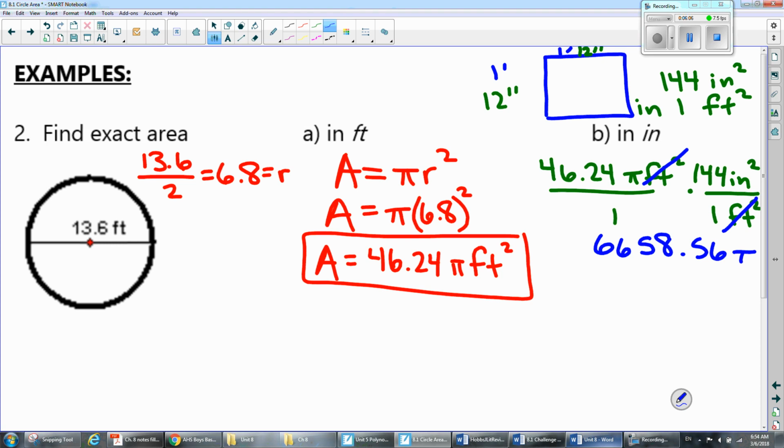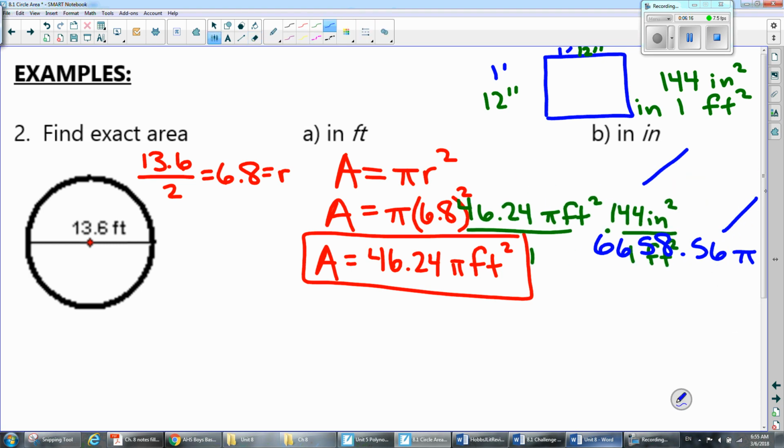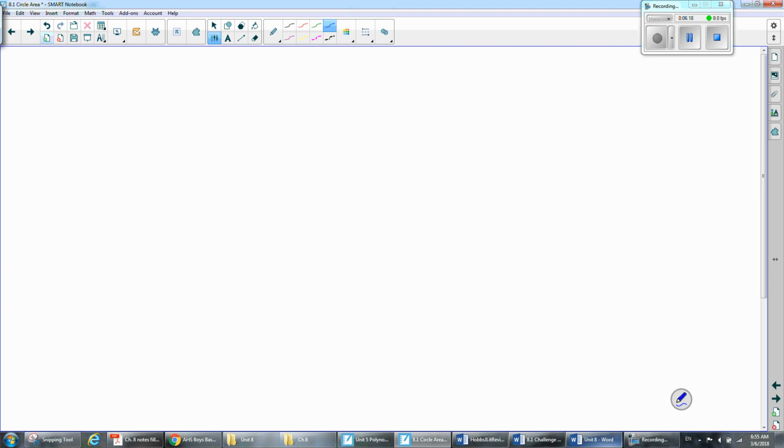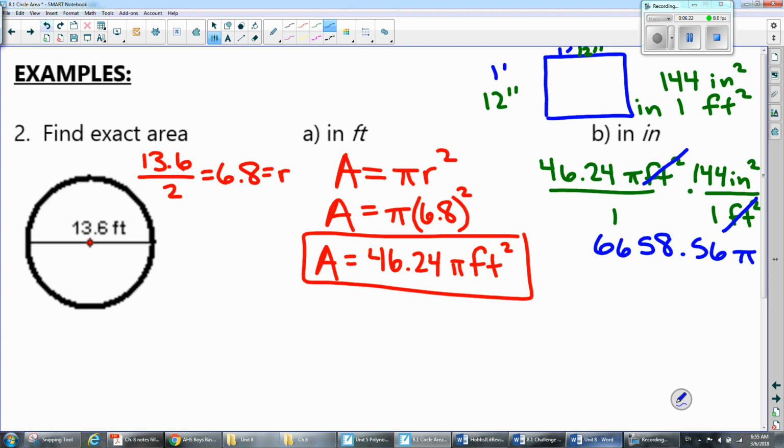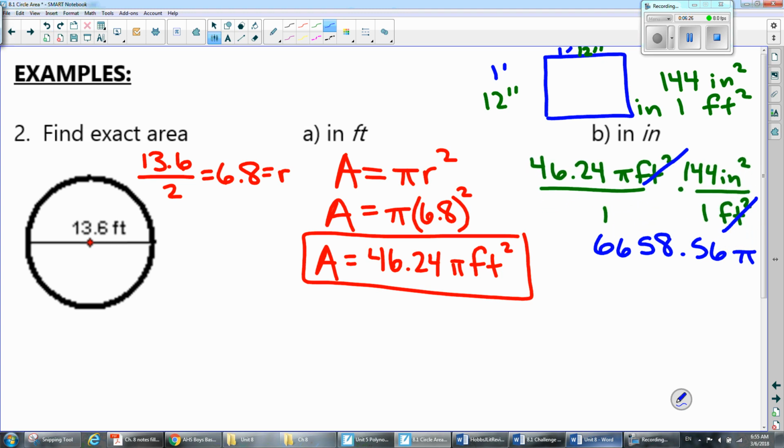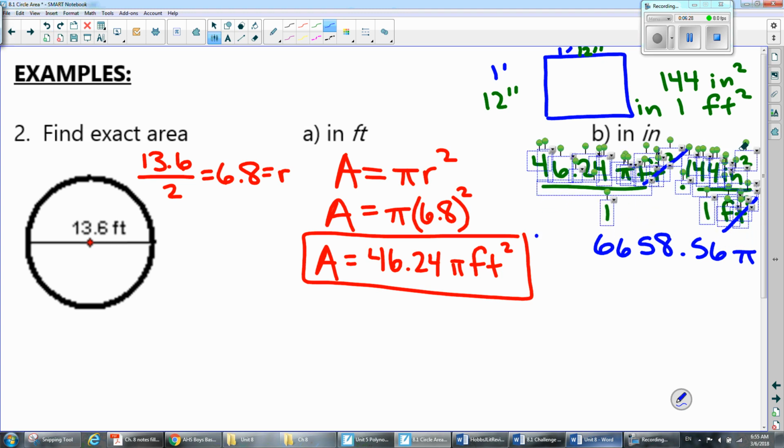So we are really left with 6,658.56 pi feet. Oops, sorry, now we're in inches. Inches squared. Right, we were left with inches squared. So here's our final label with inches squared.